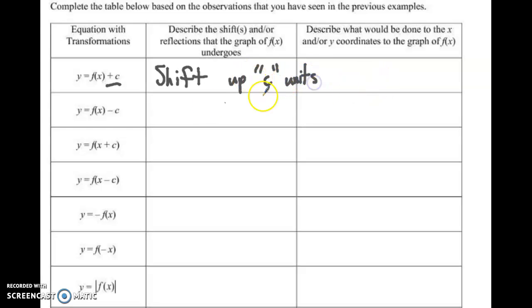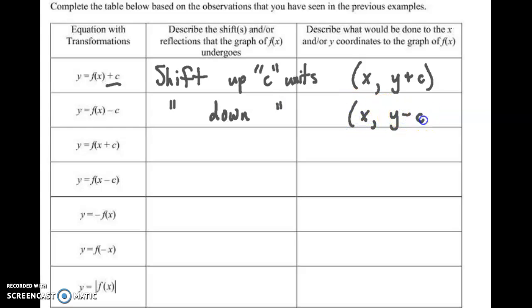So what that looks like is that the x coordinate stays the same, and what we do to the y coordinate that they give you is just add c to that. So the x coordinate does not change, but the y coordinate does. Same thing with this next one, except now it's shift down c units. So again, the x coordinate does not change. This might make a little bit more sense when we get to these problems. Right now you just might want to write this down.